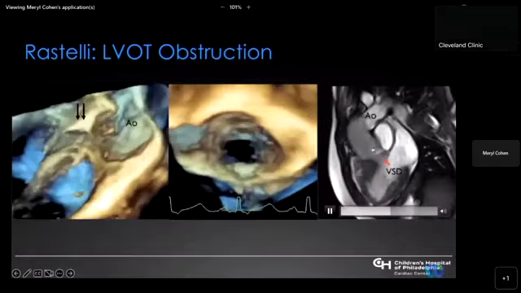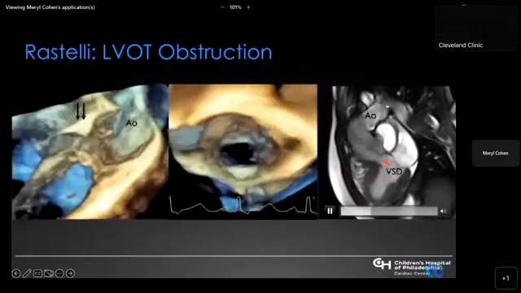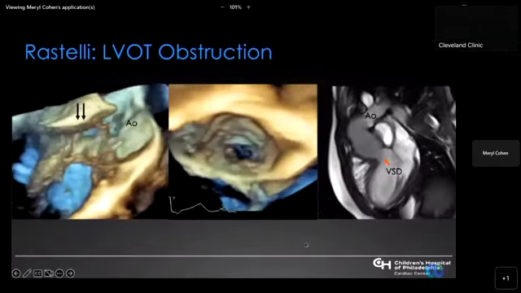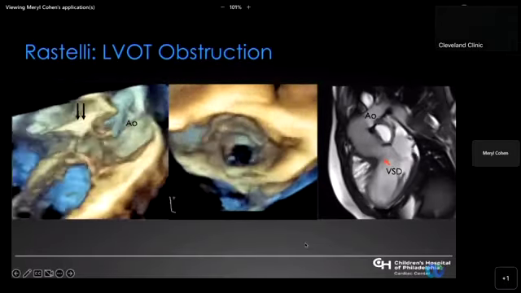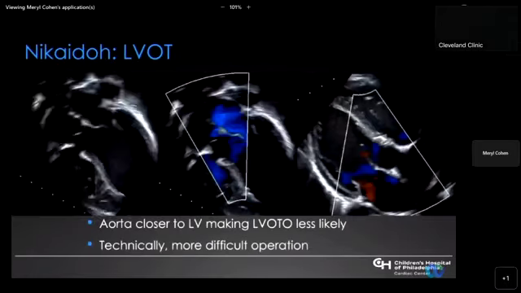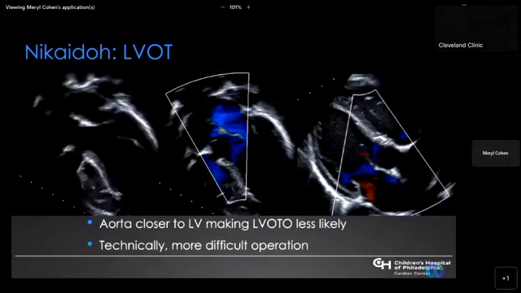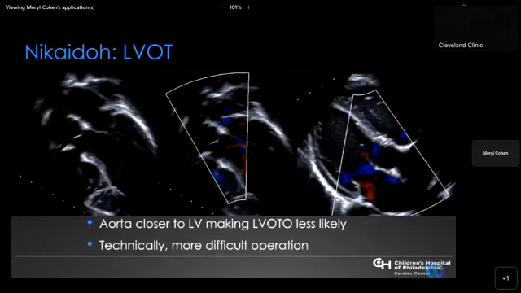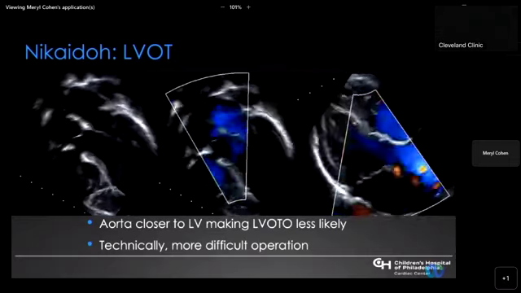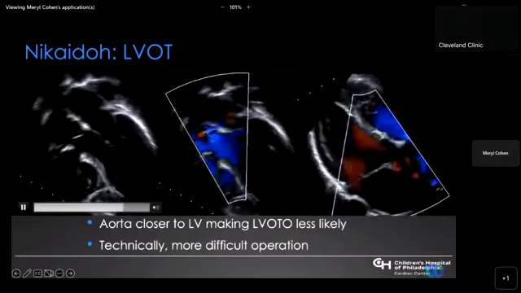But you can also see just the pathway. You have two 90-degree turns by the time you get to the aortic valve, and so these patients are quite vulnerable to left ventricular outflow tract obstruction. If the patient has anatomy that is amenable to the Nikaido, you can see that concern essentially goes away.